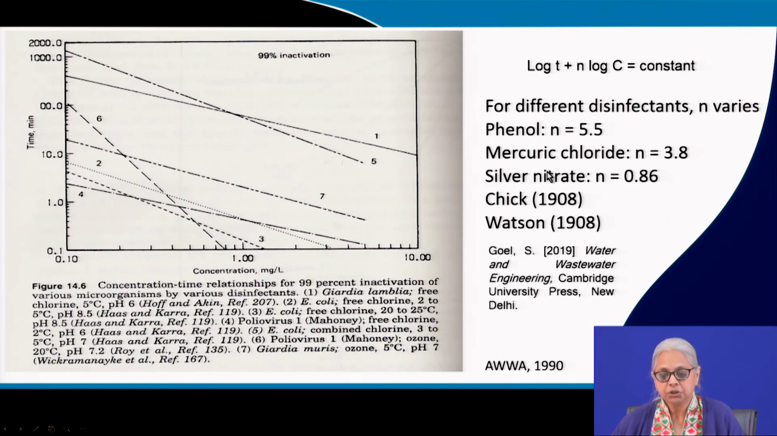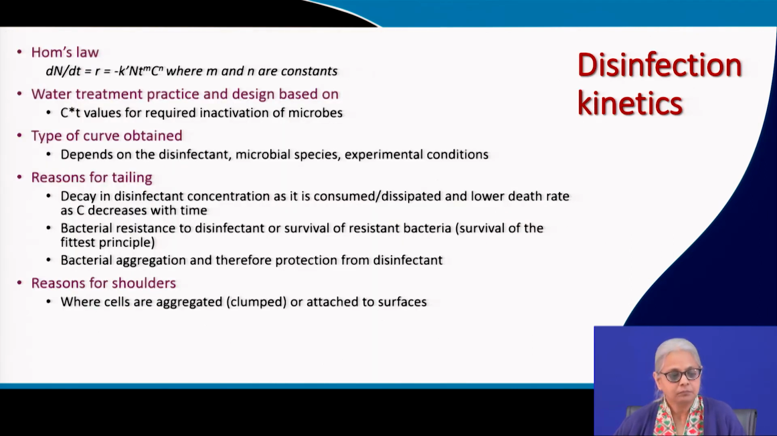And now from the original Chick-Watson paper, where different disinfectants were tried. Here we have phenol, where the N value was found to be 5.5, mercury chloride N value was 3.8, silver nitrate N value was 0.8 for a single species. So that's about the nature of the curves that you may see for different species and different disinfectants.